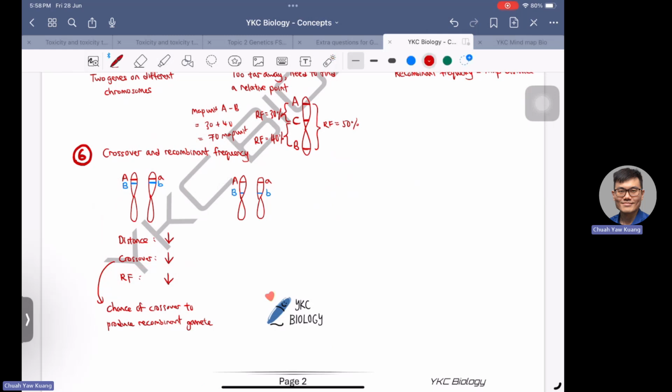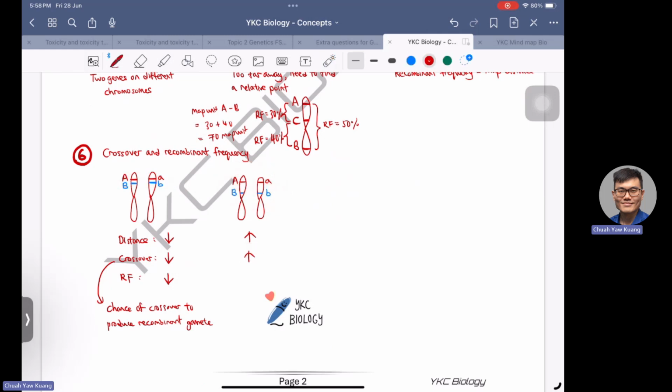When you compare, when the distance between the two genes is higher, the chance of crossover to produce the recombinant will be higher as well. If the crossover occurs here, it will produce a recombinant. If it occurs here, it will also produce a recombinant. Compared to the short distance, where it must occur in one specific place to produce a recombinant, the chance is lower. So with a longer distance, the chance of crossover to produce a recombinant gamete will be higher.